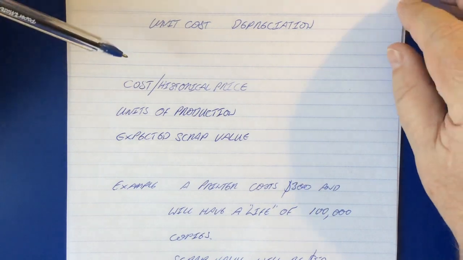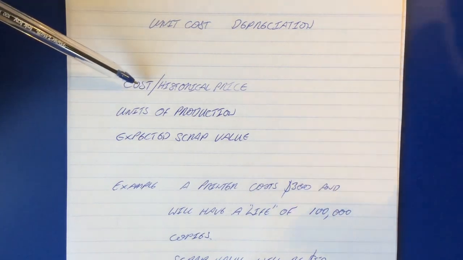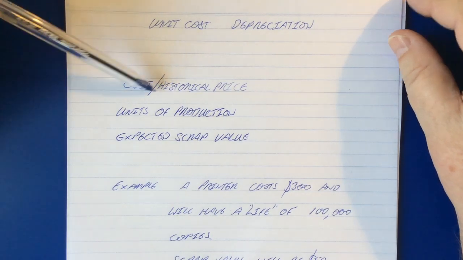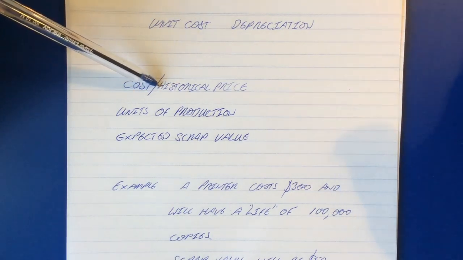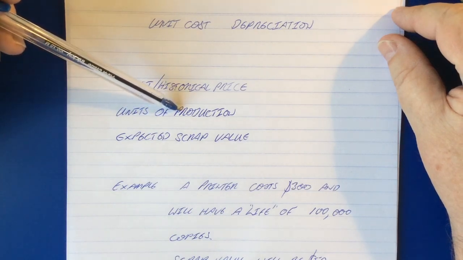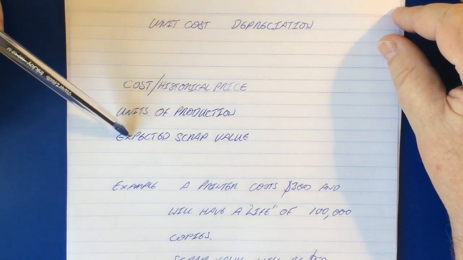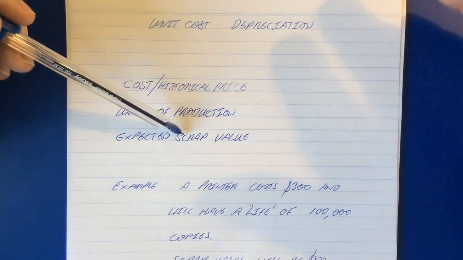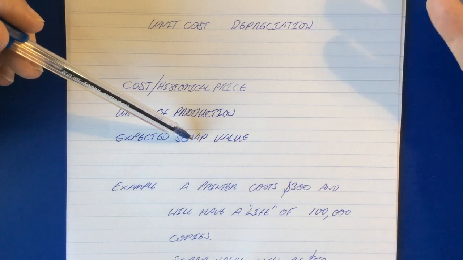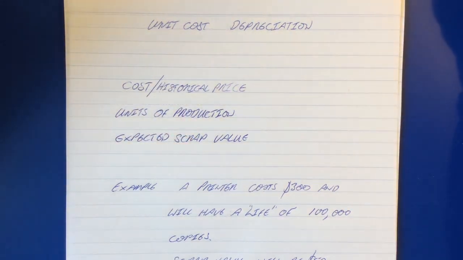So, we have three things that are really kind of essential for this. We need the cost, the historical price of the machine, or whatever it is, the number of units of production that it's capable of, and the expected scrap value of that machine if it is anything. Now, scrap value is the value of the machine once it's done its thing.